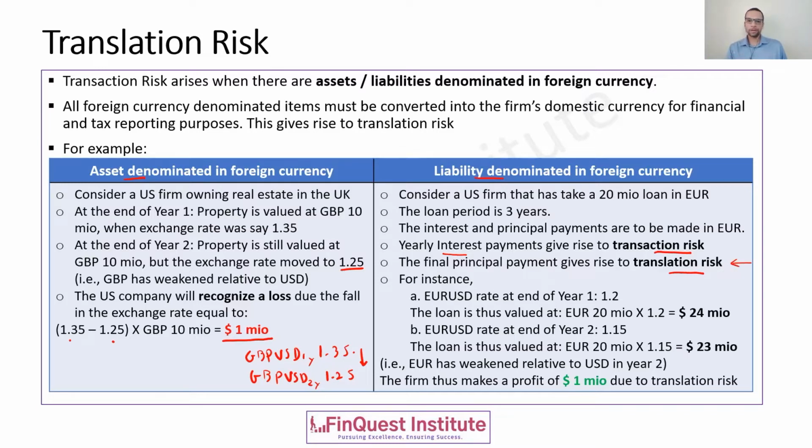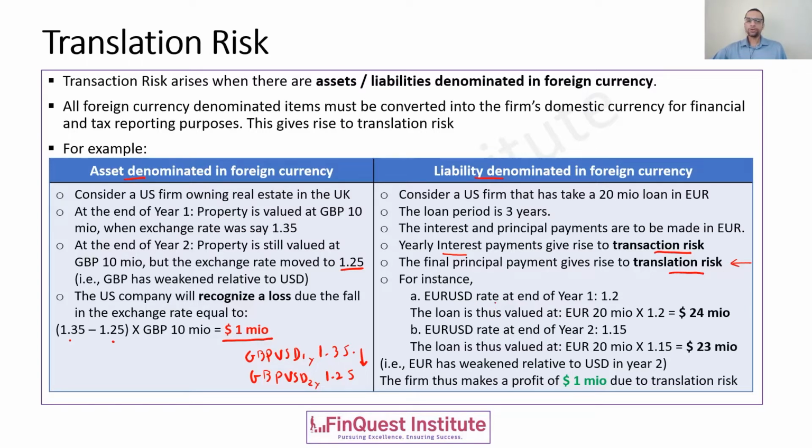So again, just to reiterate, there are two facets of risk here. Transaction risk, because you have an interest payable, which is due at certain specific time points. And then you have a final payment, which will be repayment of the loan principal, which is a liability which you're trying to return. So that's what we classify as translation risk. Now let's start to put numbers to understand this better.